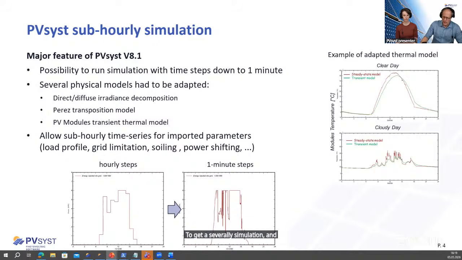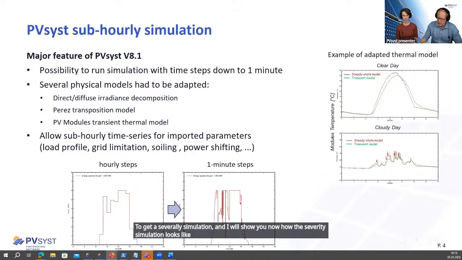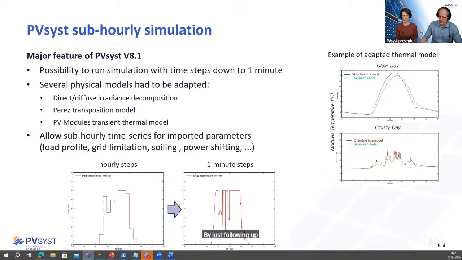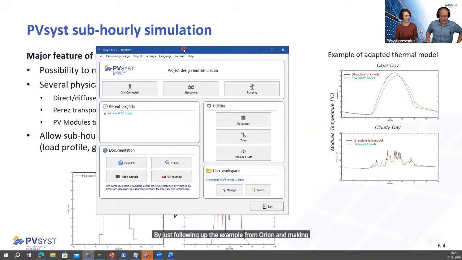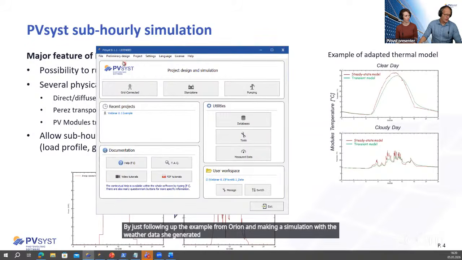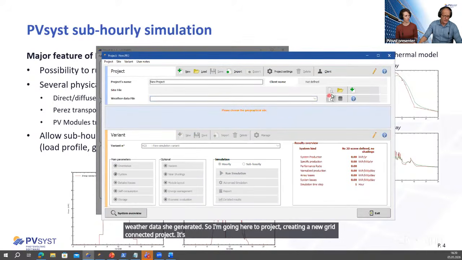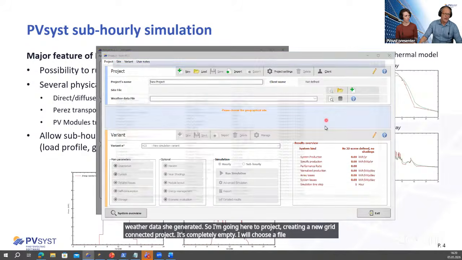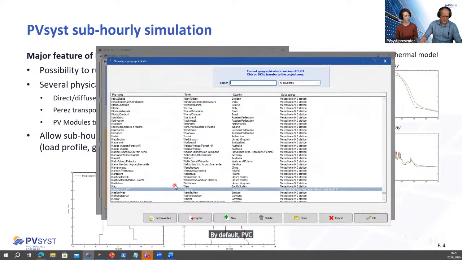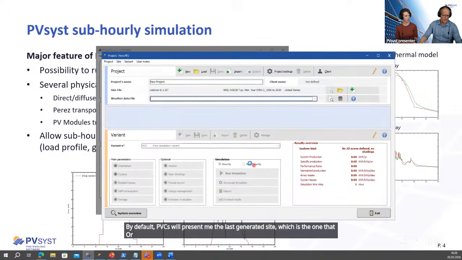And I will show you now how the sub-hourly simulation looks like by just following up the example from Oriane and making a simulation with the weather data she generated. So I'm going here to project, creating a new grid-connected project. It's completely empty. I will choose a file. By default, PVsyst will present me the last generated site, which is the one that Oriane just did. So I say OK. And PVsyst identified this 5-minute weather data that was generated.